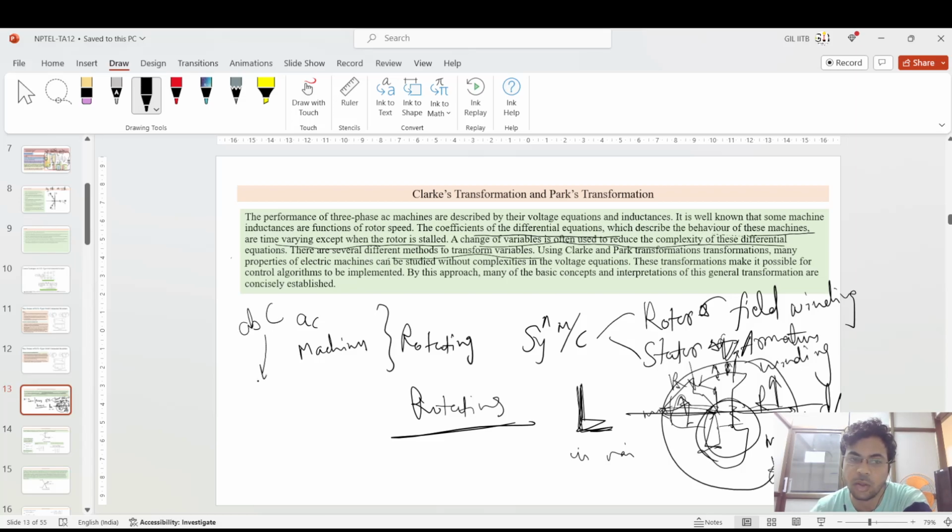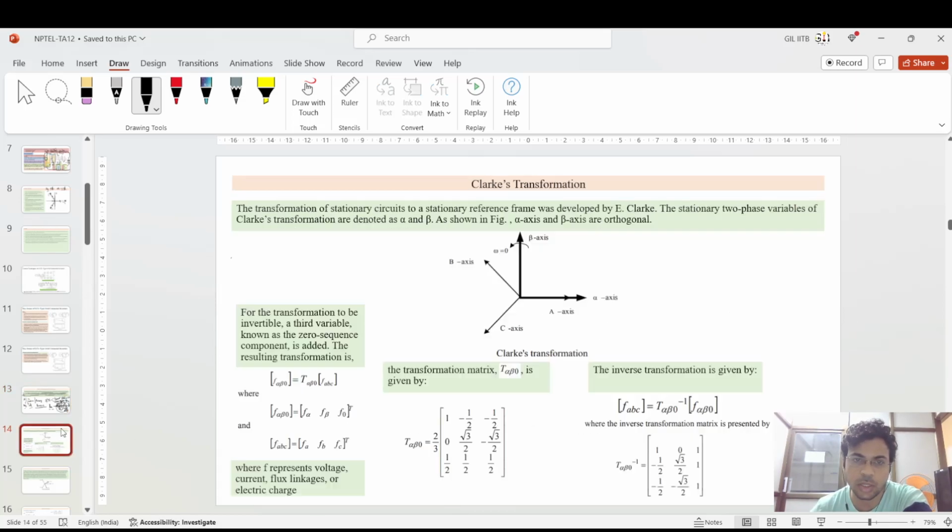So there are several methods to transform this ABC frame, rotating frame, to the DQ or the alpha beta frame. Okay. So this Clark's transformation mainly utilizes the properties of electrical machines, which reduces the complexity in the voltage equations, because in the EMF you have all the components, the mutual component, the self component, and these all are time varying components. So this alpha beta and the DQ frame are very easy to utilize and design any control system. Okay.